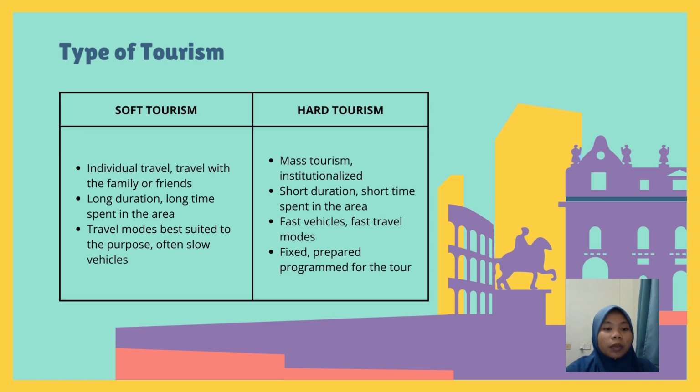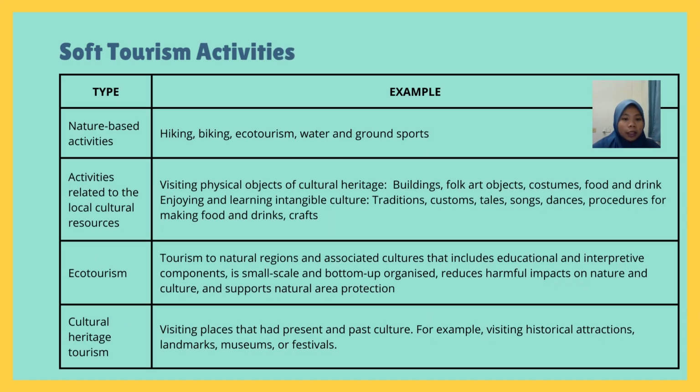The second type is hard tourism, which is mass tourism and also institutionalized, and it has short duration, which is short time spent in the areas. They use fast vehicles and fast travel modes, and also have a fixed prepared program of the tour. So next are the soft tourism activities.